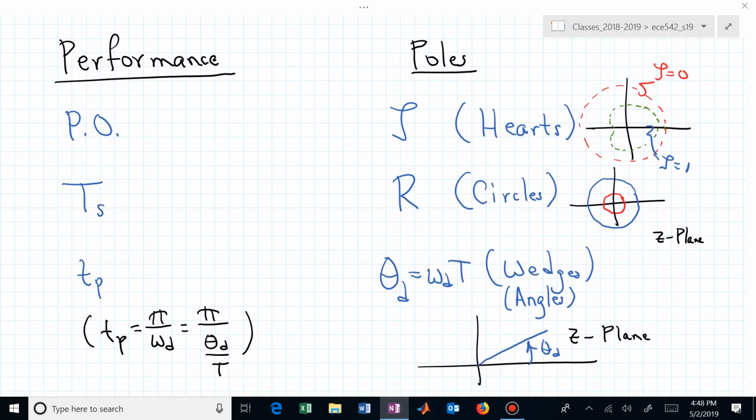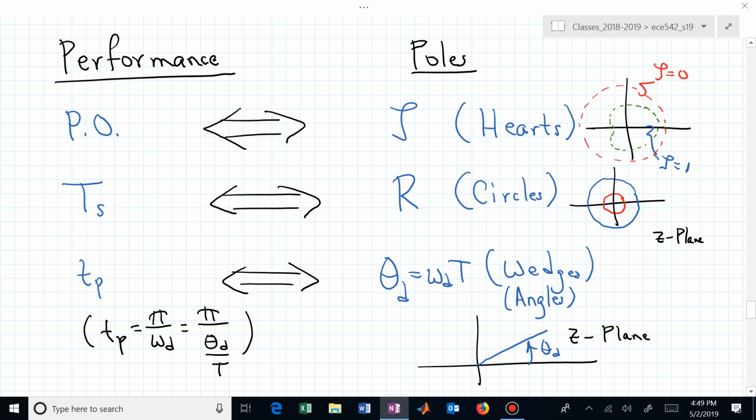If you're interested in percent overshoot, then that can be translated into a zeta value or a heart shape in the z-plane. If you are asked a settling time, then that might give you an R. And you should be able to go the other direction. If you've now found dominant poles in the z-plane, can you tell me, based on that R and zeta, what the percent overshoot is or the settling time is, or in fact maybe what the peak time is. So you should be able to go back and forth with those.